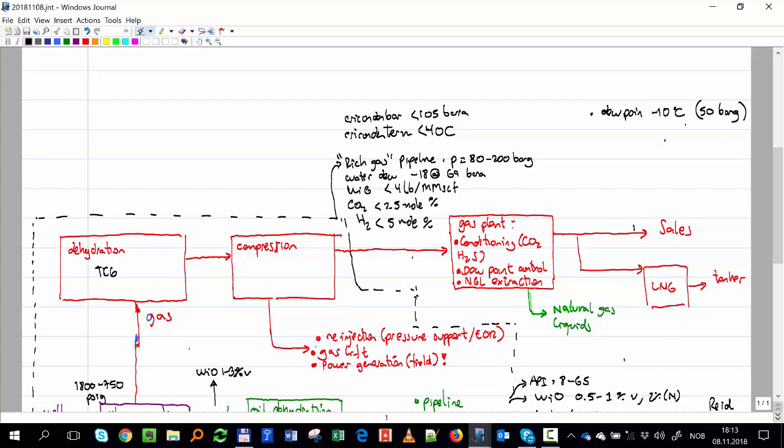Okay, dew point, but here I have other things. Again, the CO2 content has to be less than 2.5 mole percent, and the H2S again less than 5 ppm. And here I have to take care of other things. We have the calorific value and the Wobbe index.